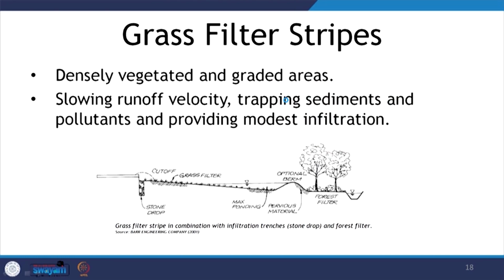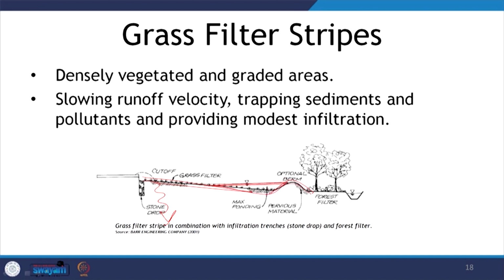A very similar thing, which you would again see near highways and roads, is a grass filter strip. What we have is a grass strip, which is gently sloping, and there is a berm which is created. So, it will hold the water. It is allowing for percolation, and it is also allowing for retention. So, it will be retained.